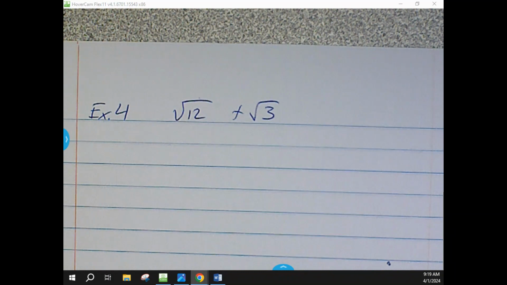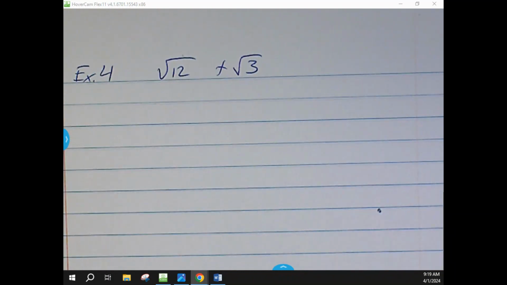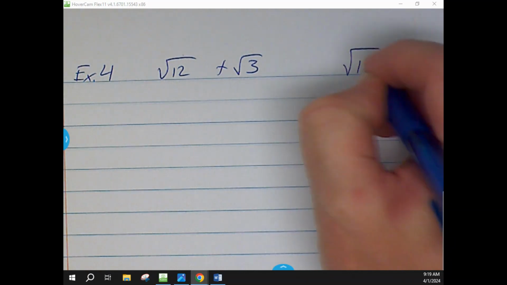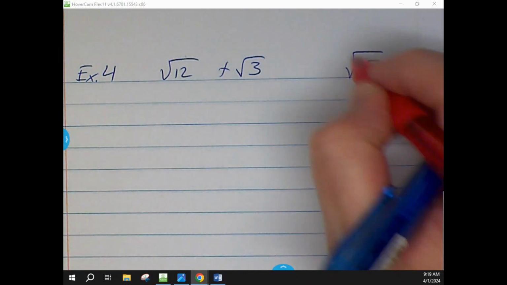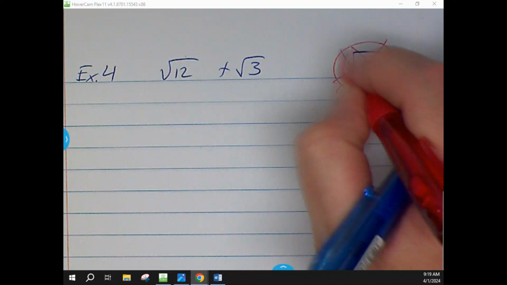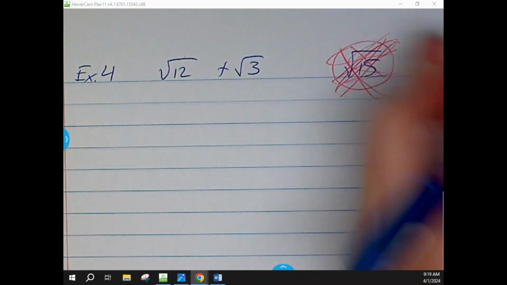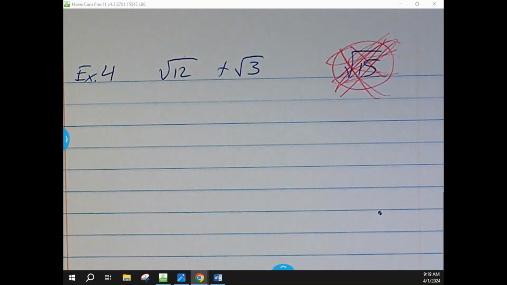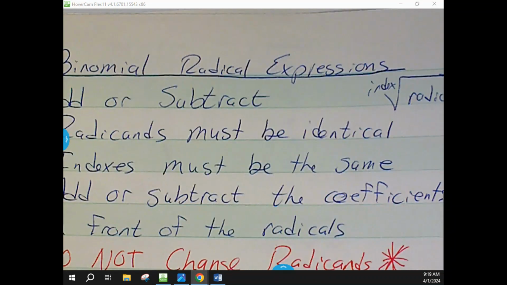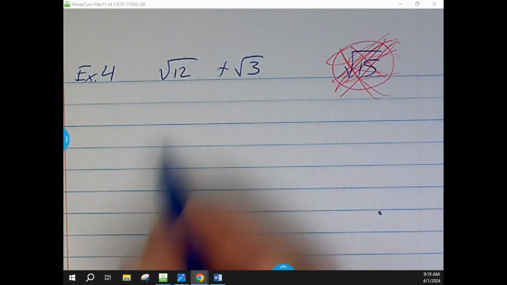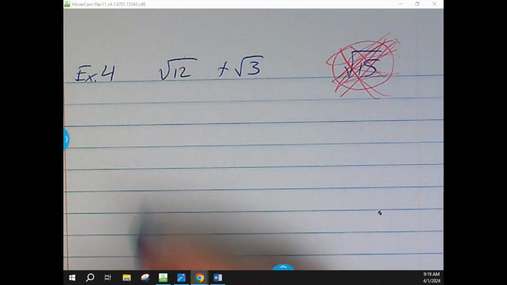Square root of 12 plus square root of 3. Okay, and don't be that person on the test that tells me that's the square root of 15. No, it's not square root of 15. Because the first rule of adding and subtracting is the radicands have to be identical. They got to be the same. They're not, so this is where we get to break it down.